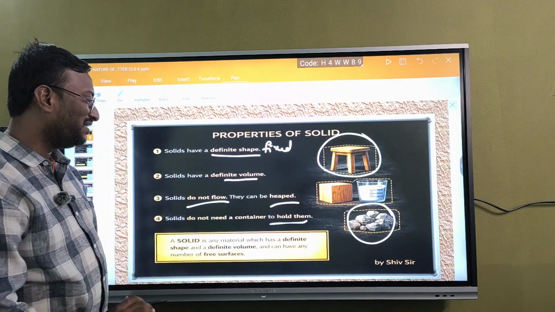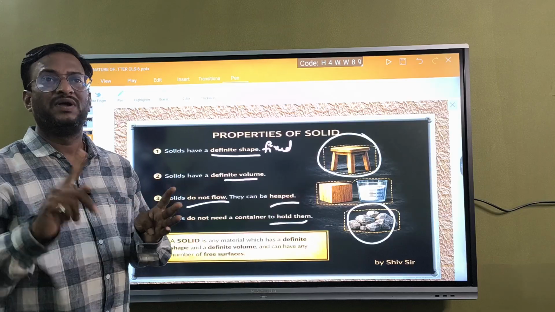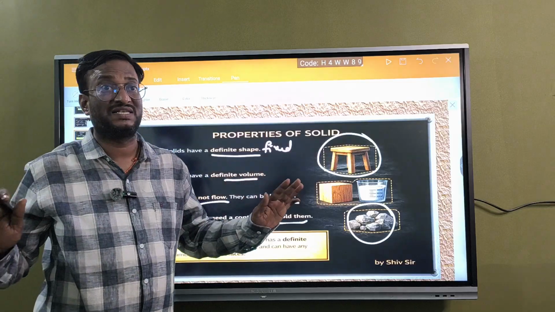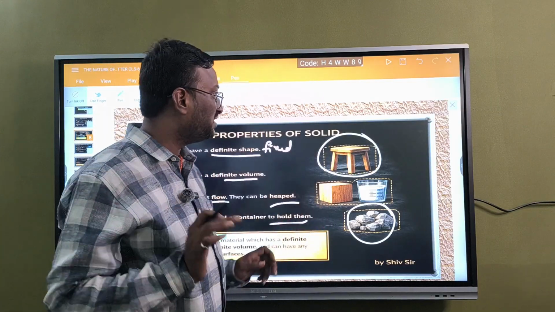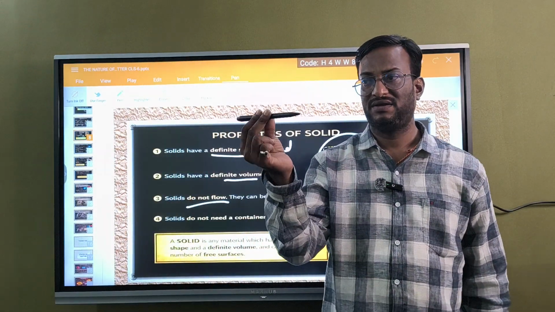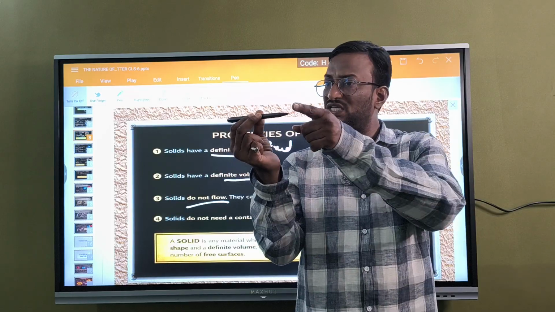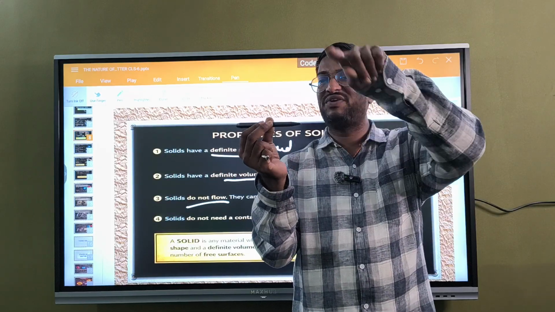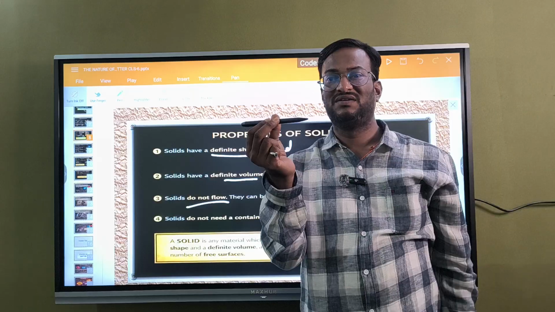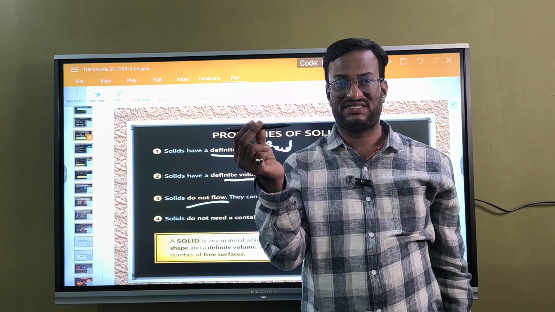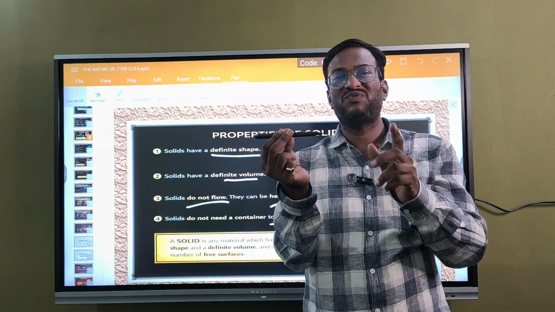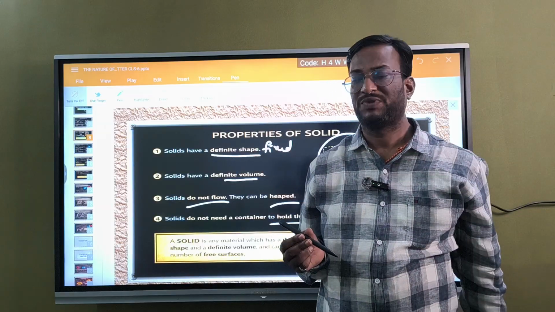A solid is a material which has definite shape, definite volume and can have any number of free surfaces. What is the meaning of free surface? See, there is a pen here in my hand. I am holding this pen. Around this complete area there is a free surface. In the sense, a solid doesn't pour or escape like gas. So it is called a free surface. Right.